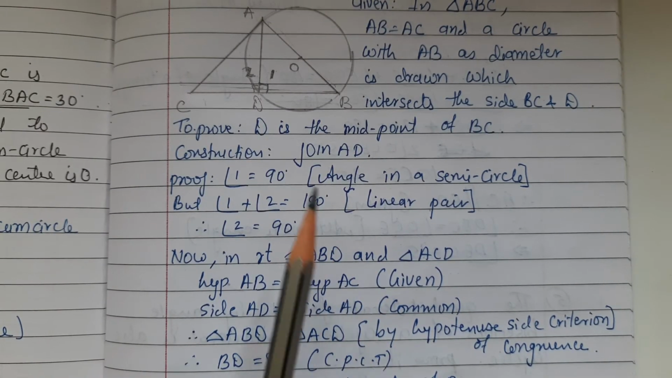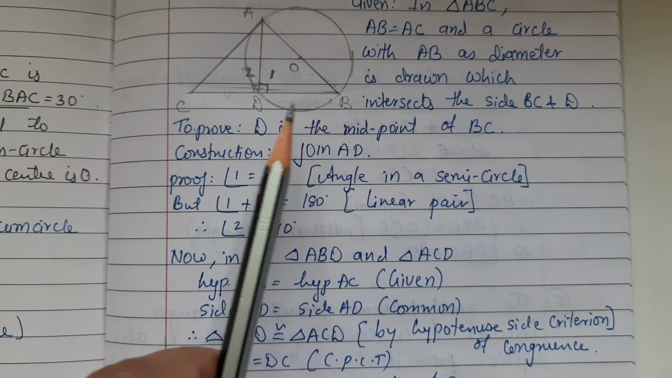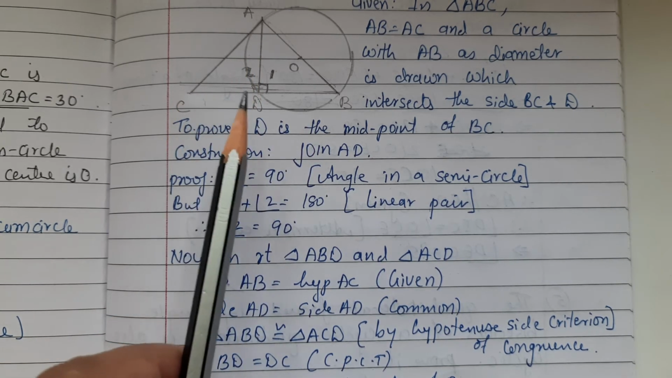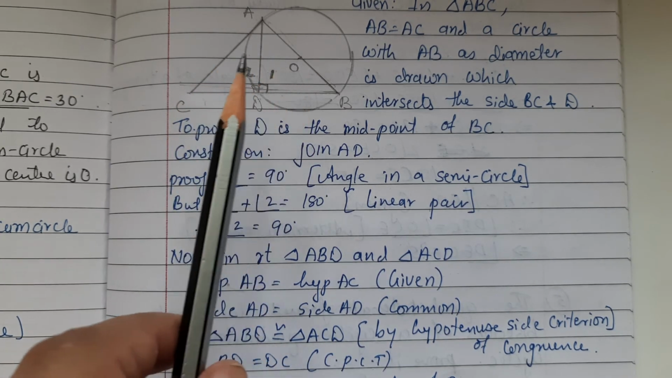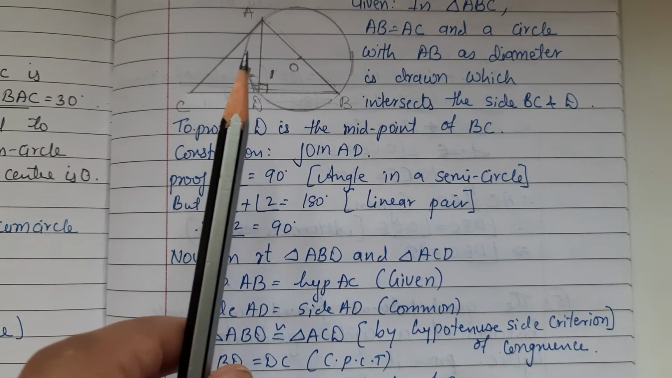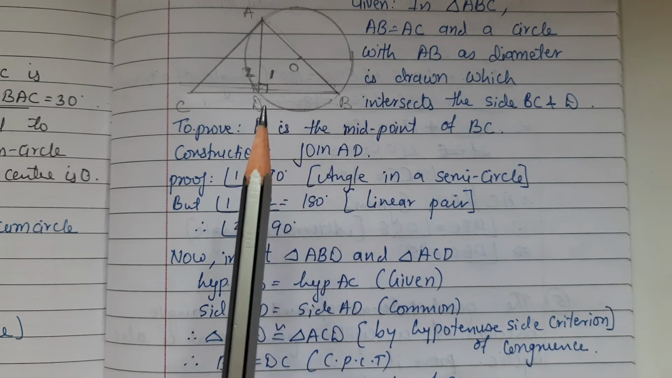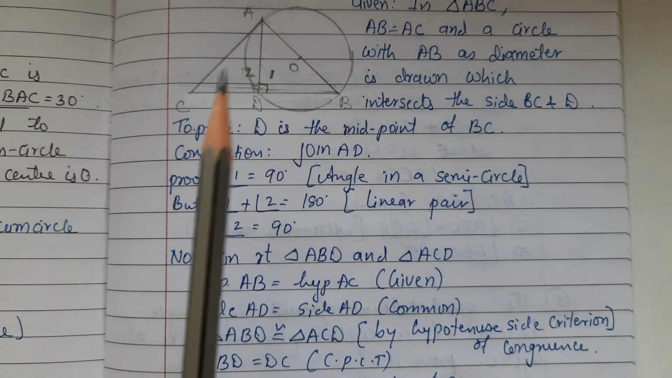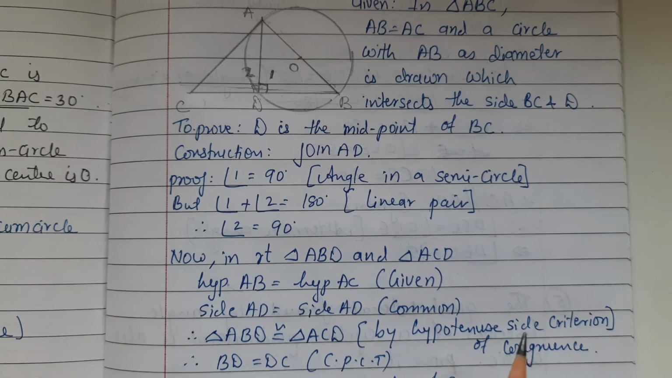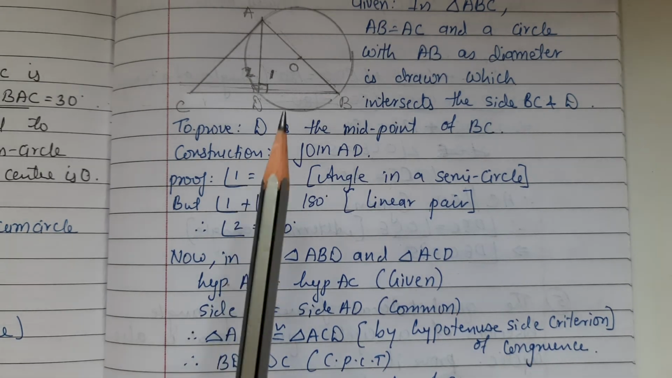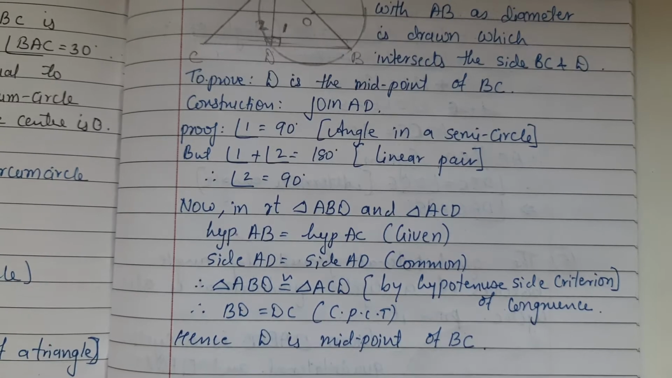Now, write triangle ABD and ACD. AB is equal to AC, given. Side AD is equal to side AD, common. And therefore, triangle ABD is congruent to triangle ACD by hypotenuse side criterion of congruency. Therefore, BD is equal to DC, hence D is midpoint of BC.